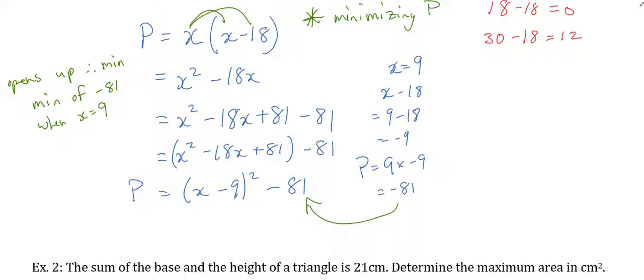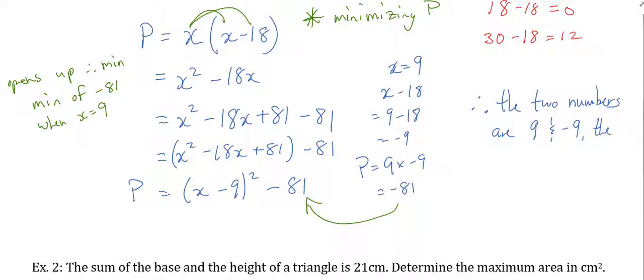Okay, now we just have to write a therefore statement. It said, what are the two numbers? Therefore, the two numbers are 9 and negative 9. And it didn't say to do this, but sometimes it does, so I'm going to write it anyway. And the min product, the minimum product, is negative 81.